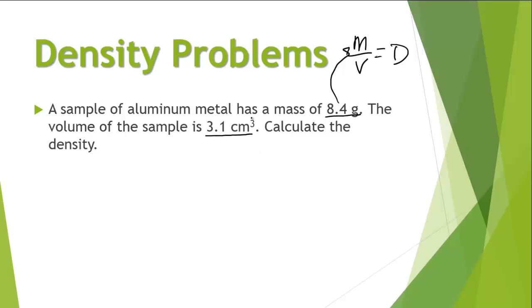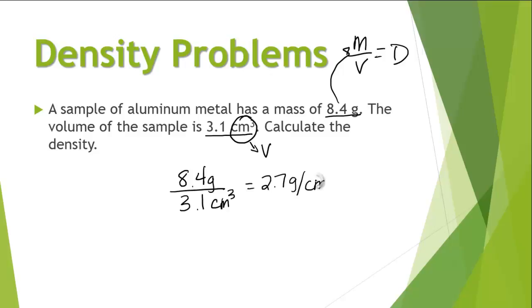3.1 centimeters cubed. Centimeters cubed is a unit of volume. So we are going to take 8.4 grams and divide it by 3.1 centimeters cubed. Put that in your calculator and you get 2.7 grams per centimeter cubed.